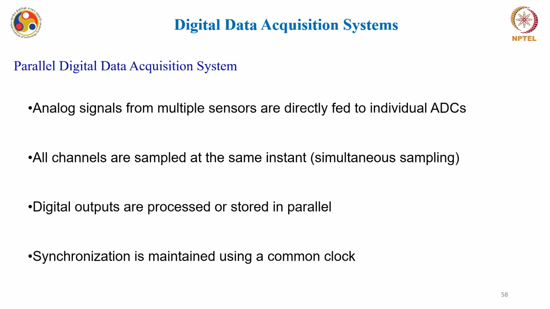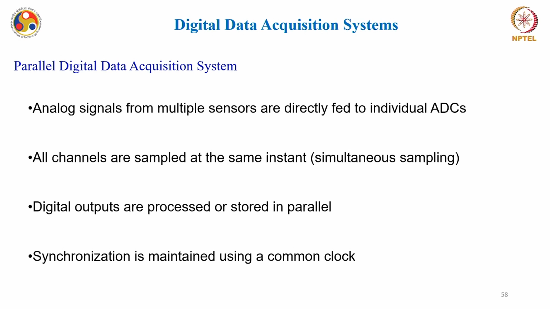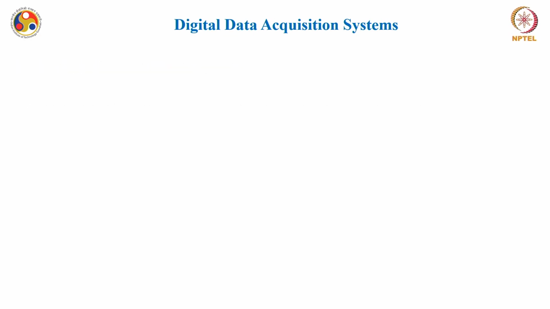Then we have the parallel digital data acquisition system. Here, analog signals from multiple sensors are directly fed to individual ADCs. Earlier you were using only a single ADC; here you can use multiple ADCs. Why is this done? To improve the timing response of the system. Here it will be even faster than what we have seen in the previous case. All channels are sampled at the same instant, meaning simultaneous sampling is done. Digital outputs are processed or stored in parallel, and synchronization is maintained using a common clock for all these channels.